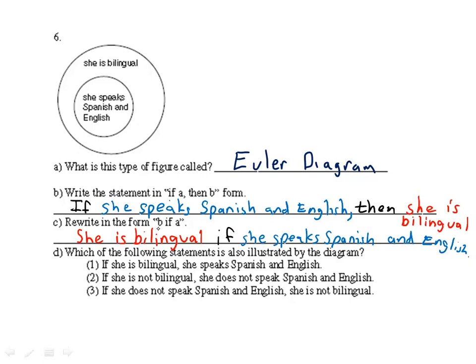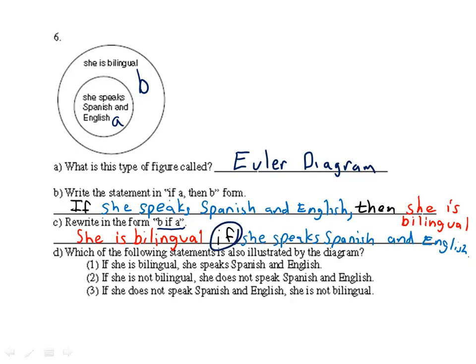Part C says rewrite in the form B if A. It's easy to misread this because we're used to having it only in the standard form of the conditional statement, or its converse. But this is a little bit different. B if A. So what was B? B is that she is bilingual. A is that she speaks Spanish. So if I recognize that, I say she is bilingual if she speaks Spanish and English. And it's very important that you write it the way it says, with if in the middle.